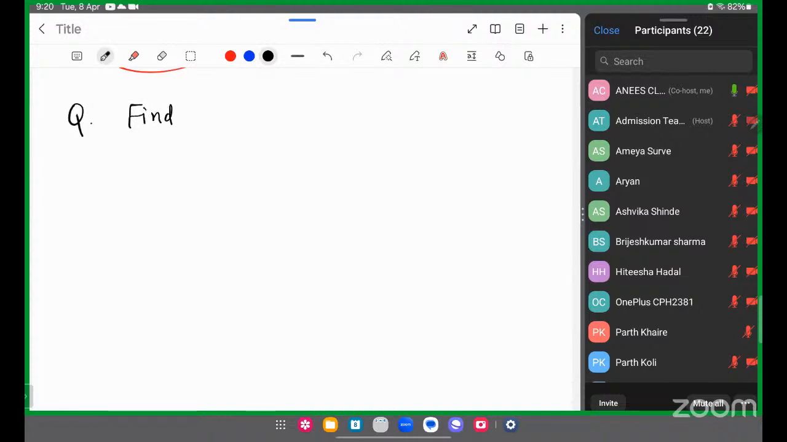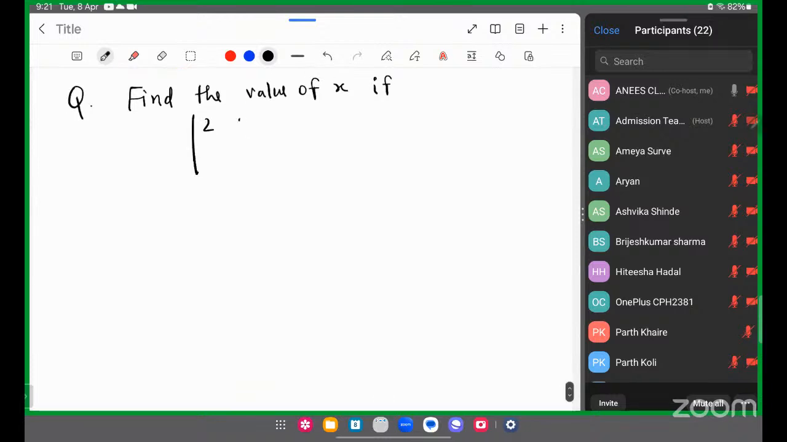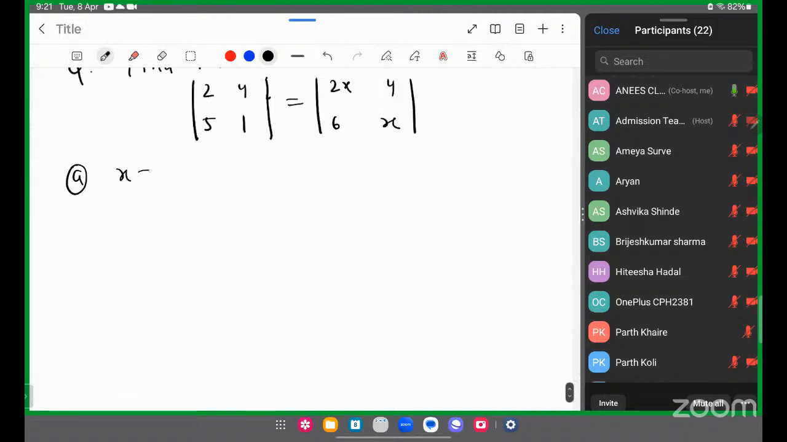Find the value of x if the determinant |2 4; 5 1| equals |2x 4; 6 x|. Options are: option A, x is root 3. Option B, x is plus or minus root 3. Option C, x is minus root 3. Option D, none of these.